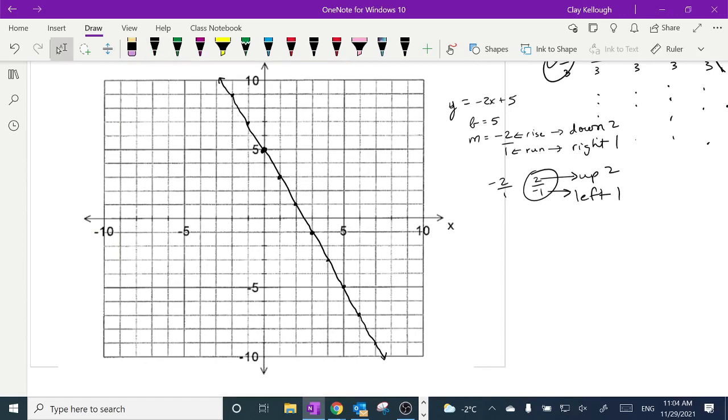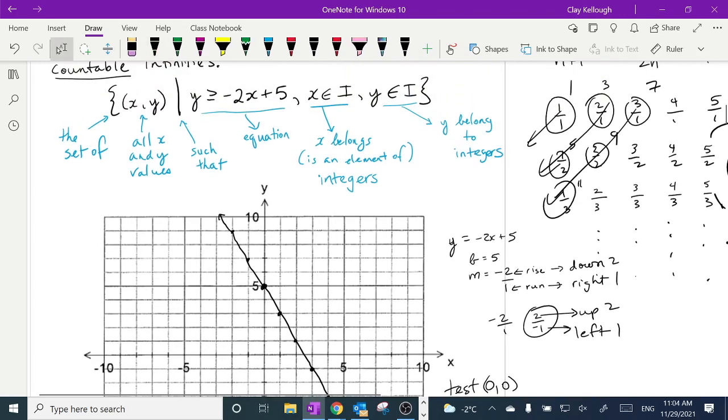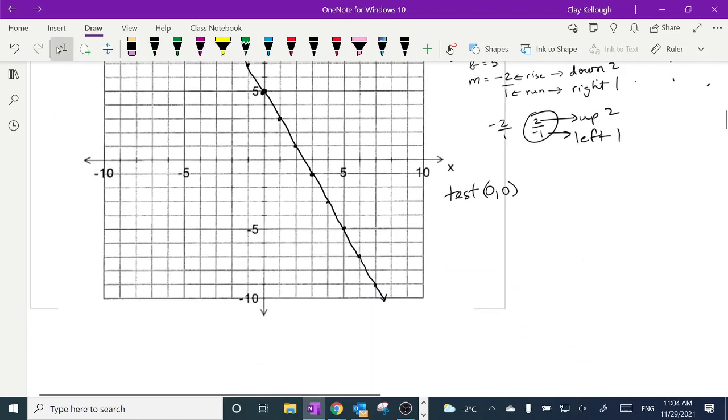Now, once again, I have to figure out whether we want the points on the left side of the line or the right side of the line. So I'm going to test, as I always do, with 0, 0. Does 0, 0 make this a true statement? Now remember, the original statement is up here. It's a greater than or equal to. So 0 for y is greater than or equal to negative 2 times x, which is 0, plus 5.